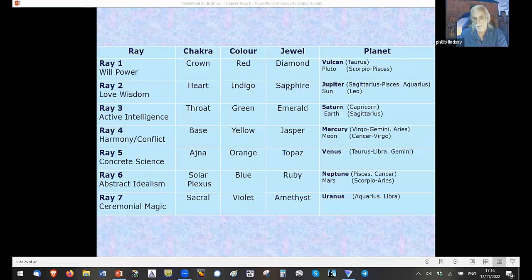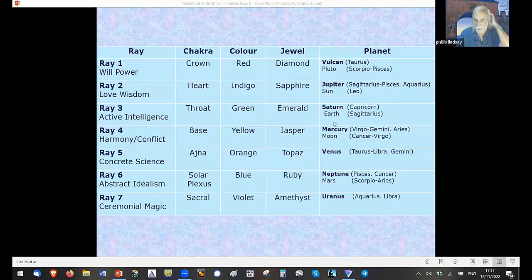Sapphire is the gem associated with ray 2, and it's interesting that sapphires are quite prolific in Kashmir. Kashmir being the origin of the Master Kutumi, who was the Chohan of the second ray of love wisdom. Jupiter, of course, rules Sagittarius, Pisces, the esoteric ruler of Aquarius. Sun rules Leo. Ray 3, the throat chakra, the seat or doorway of the mental body, ruled by Saturn, of course.